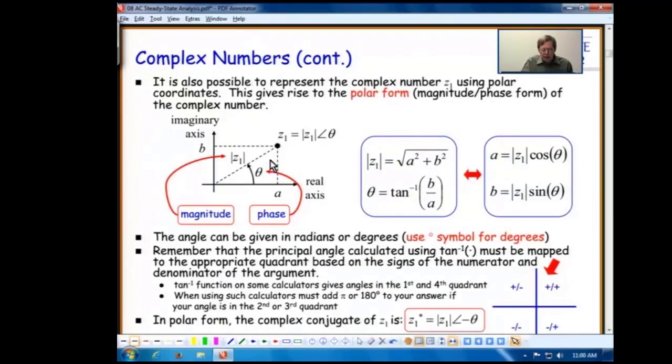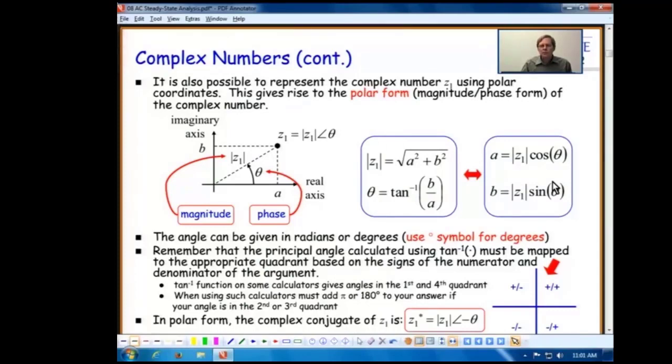We can get the x-axis, or the real value, a, by multiplying z by the cosine of theta. Cosine is adjacent over hypotenuse, so adjacent equals hypotenuse times cosine. And then the b value is z times sine of theta. So hopefully that's all very familiar to you.